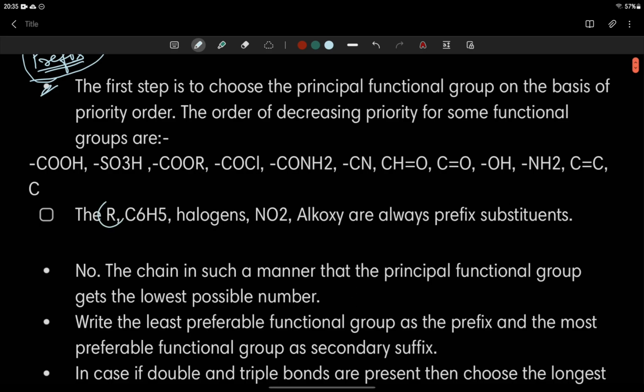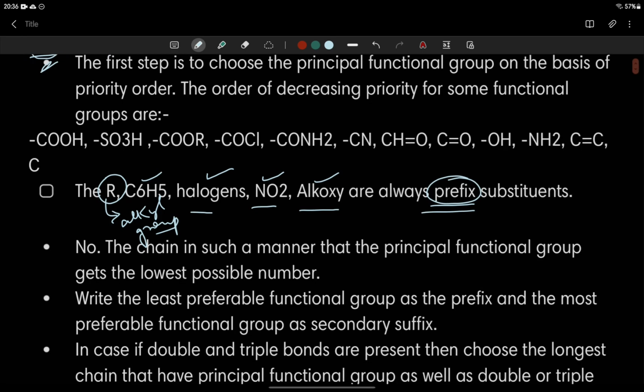Similarly, R means any alkyl group, and any alkyl group will always be written as a prefix. Then C6H5, halogens, NO2 (nitro), and alkoxy are always written as prefix substituents, meaning you write them in the beginning, if they are present.